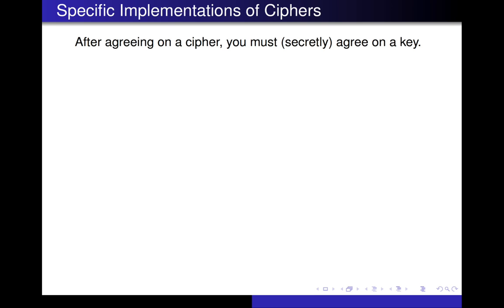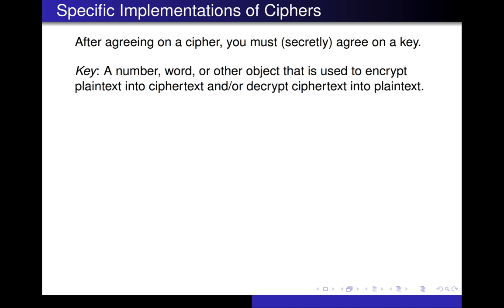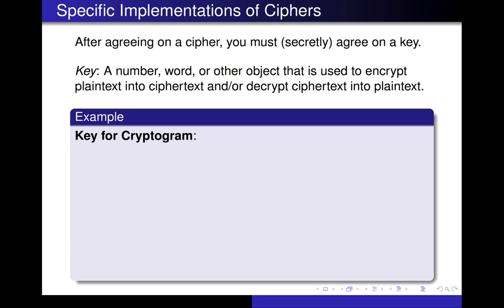Now, once you agree on a cipher, you got to get a little more specific. You must secretly agree on something called a key. And what a key is, it's something that is used to either encrypt the plain text into ciphertext or decrypt the ciphertext into plain text, or both. It could be a number, it could be a word, it could be a physical object even. But it's got to be something that enables you to go between ciphertext and plain text.